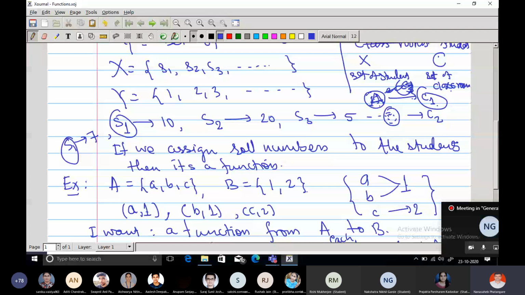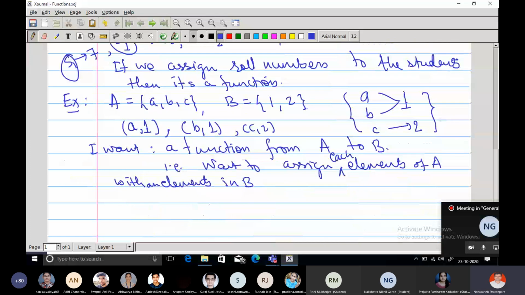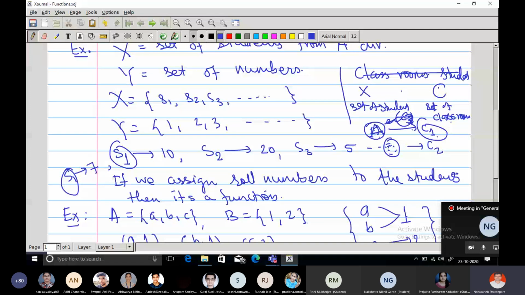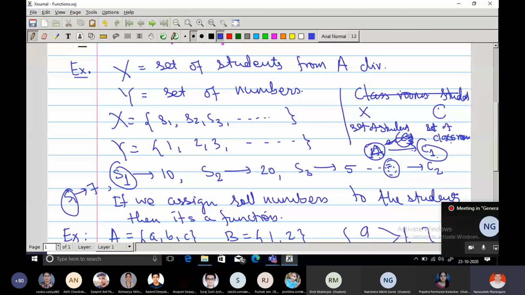Anywhere, anytime, irrespective of subject, irrespective of division, once you make an assignment, it is well defined. That is what we expect. And one more thing, every student must be assigned some roll number, or every class must be assigned a classroom. Right, that is also necessary.